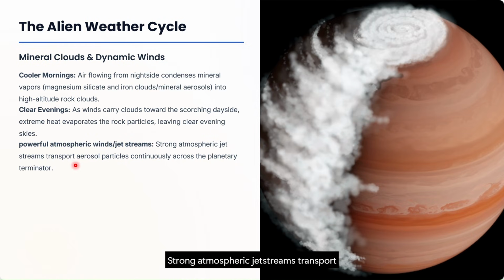Strong atmospheric jet streams transport the aerosol particles continuously across the planetary terminator. Planetary terminator means the boundary between the illuminated and the dark side of the celestial body. Here they are explaining that due to strong atmospheric circulation, the strong stream of winds transport the heat and atmospheric particles from one region to another region of the planet. So these winds are the essential part of the mechanism that creates the observed atmospheric asymmetry.